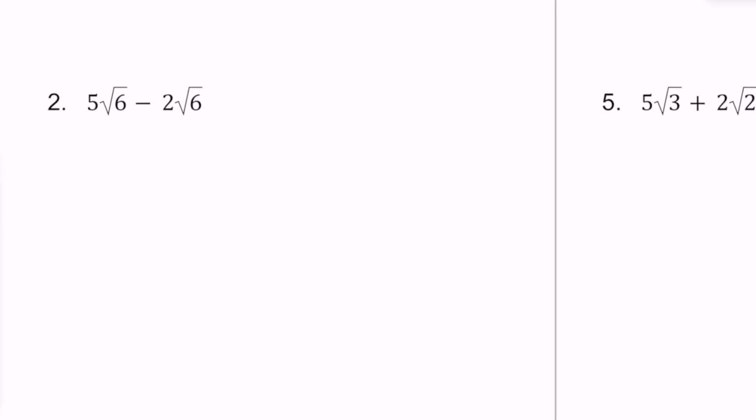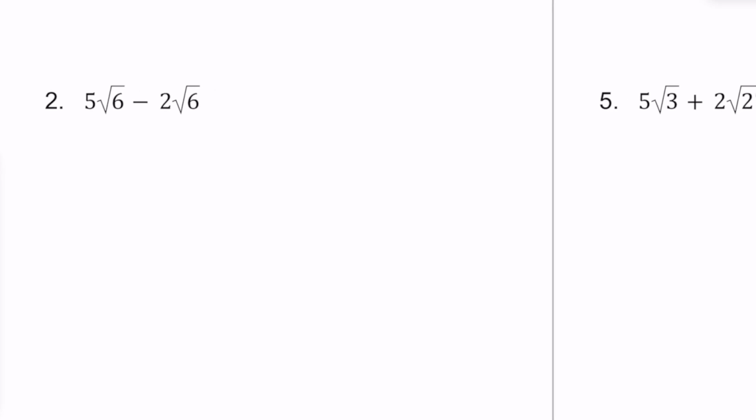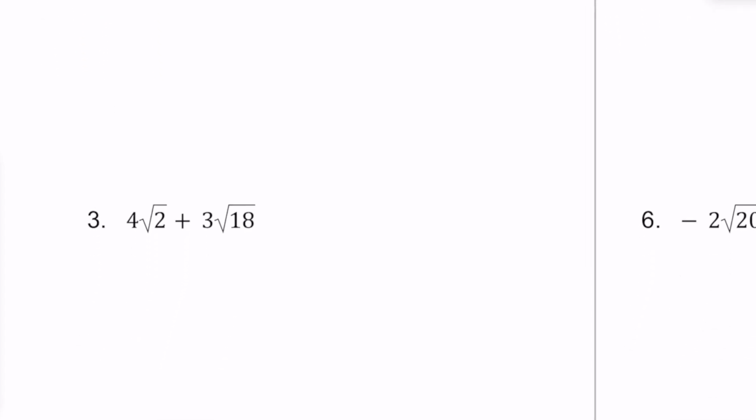Here's number 2. So for number 2, this one's actually quite similar. So let's appreciate the good things that we have for these first few. We have the square root of 6 and the square root of 6. And now in front of these radicals, we have the 5 and then we have minus 2. So 5 minus 2 means we're going to have 3. We're going to have 3 of these square root of 6s. So 3 times the square root of 6 would be the most simplified expression. All right, here is number 3.